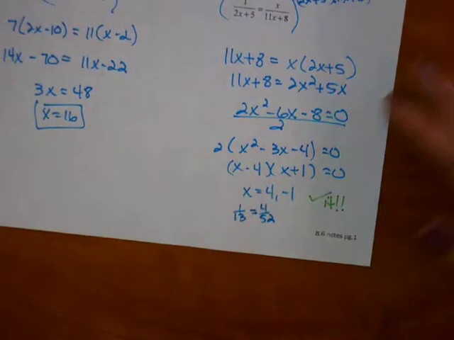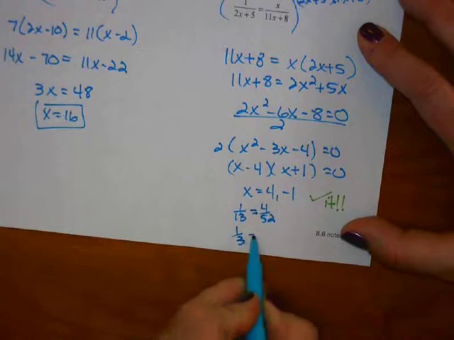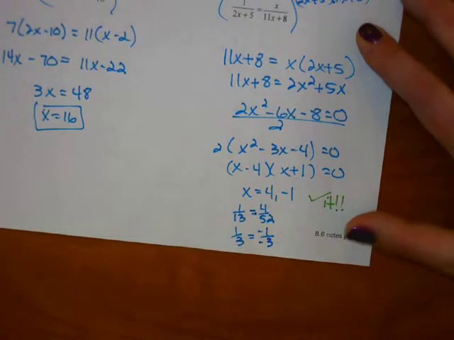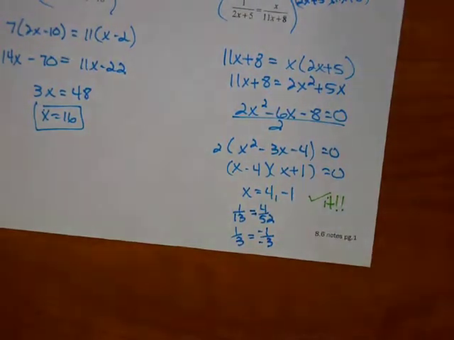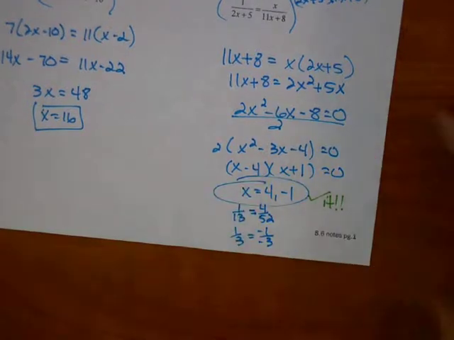If I plug in negative 1, I end up getting 1/3 equals negative 1 over negative 3. Is that the same? Uh-huh. Negative over a negative is positive. Okay? So they're the same. So they both work. So they're both solutions. I just plugged them in, and that's what I ended up getting.